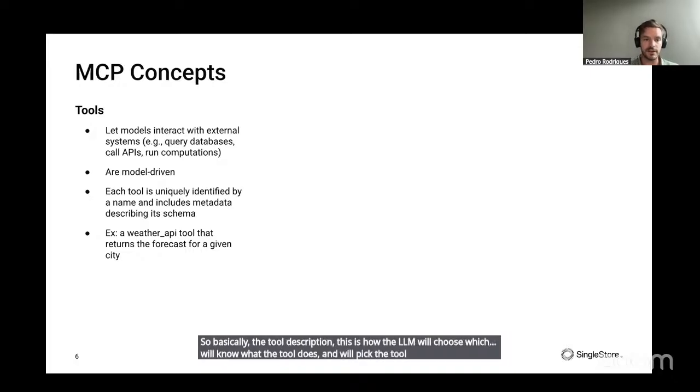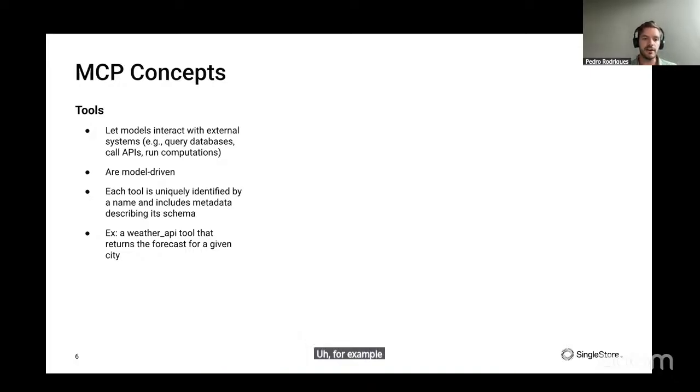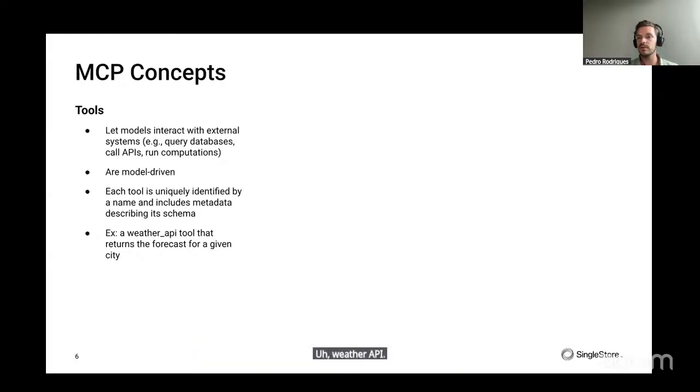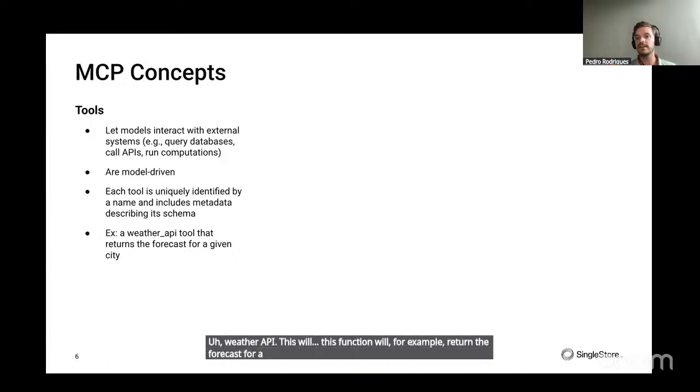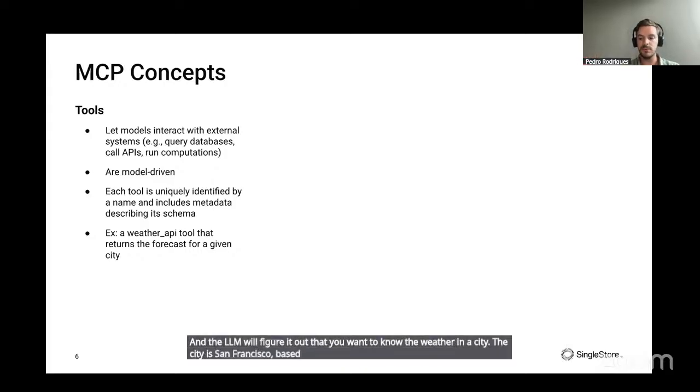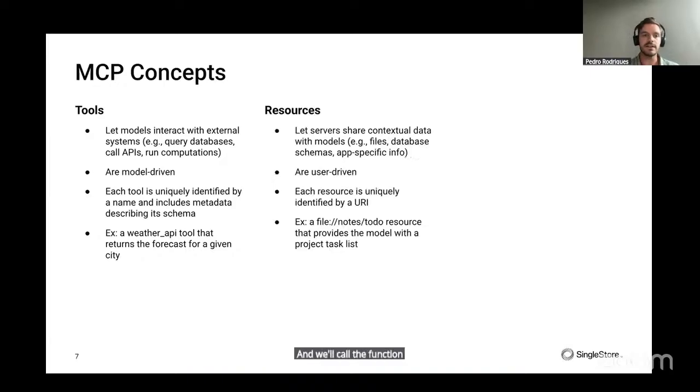For example, if I have either an MCP server or an agent that has a tool called Weather API, this function will, for example, return the forecast for a given city that the LLM will discover in your prompt. So you'll say something like, "What's the weather in San Francisco today?" The LLM will figure out that you want to know the weather in a city. The city is San Francisco based on your prompt, and it will call the function with San Francisco in it.